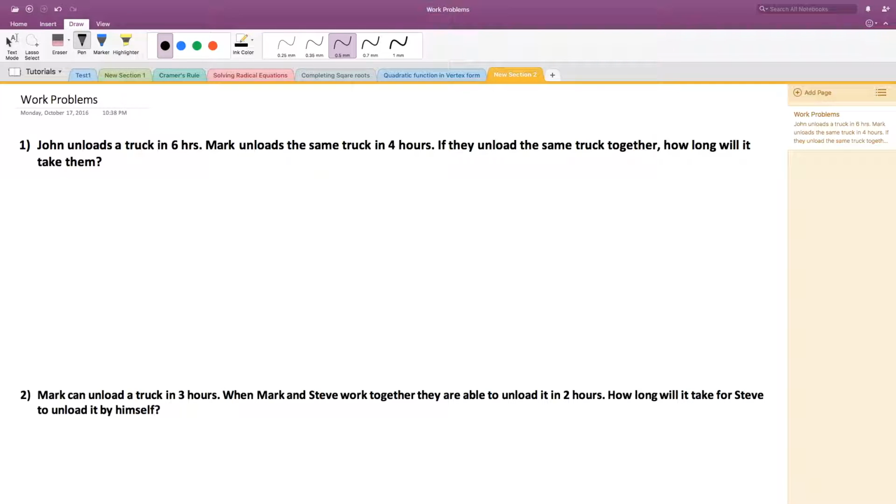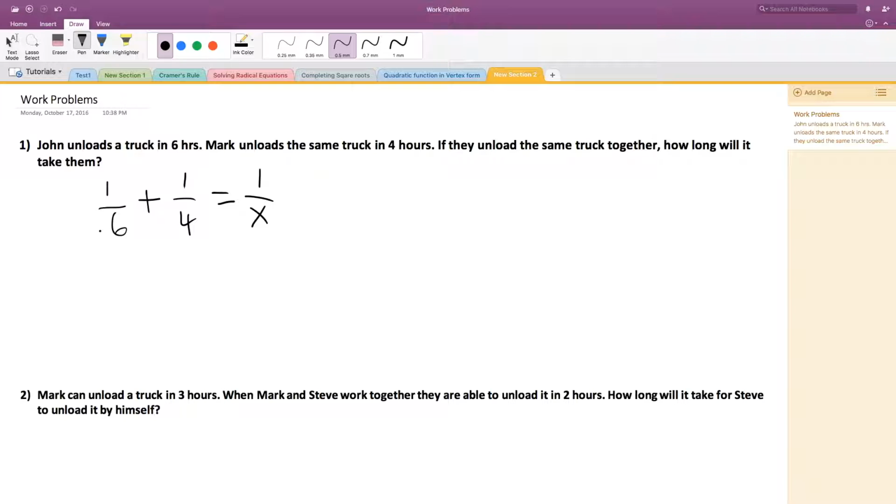So for John it takes him 6 hours, so we're going to write 1 over 6 plus, and for Mark it takes him 4 hours, so we're going to write 1 over 4 equals 1 over x. Now x represents the amount of time it takes when they work together unloading the truck. Alright, so the first thing I'm going to do is add these two fractions.